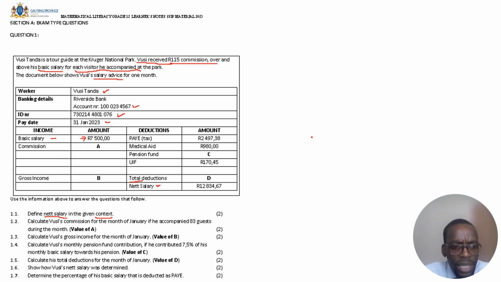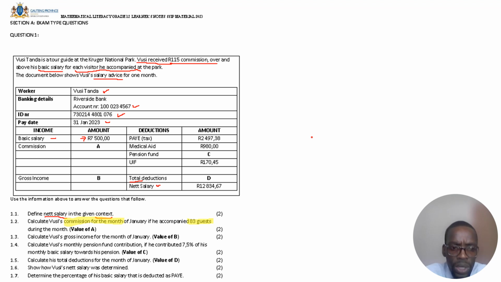Then the next one is calculate VUS's commission for the month of. So what are we calculating? I always encourage my learners to bring a highlighter with them, so that in the exam they will highlight words like commission, so that they don't forget it's commission for the month. And then what has he done? He accompanied 83 guests. These are the key things that we are going to be using when answering the question.